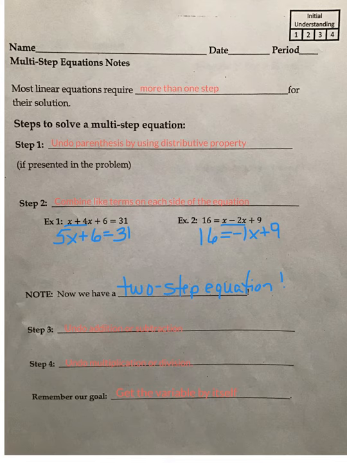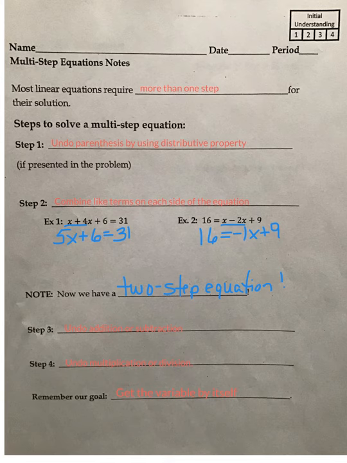Now that we have a two-step equation, step 3 would be to undo addition or subtraction. Step 4 would be to undo multiplication or division. Remember, our goal is to get the variable by itself.